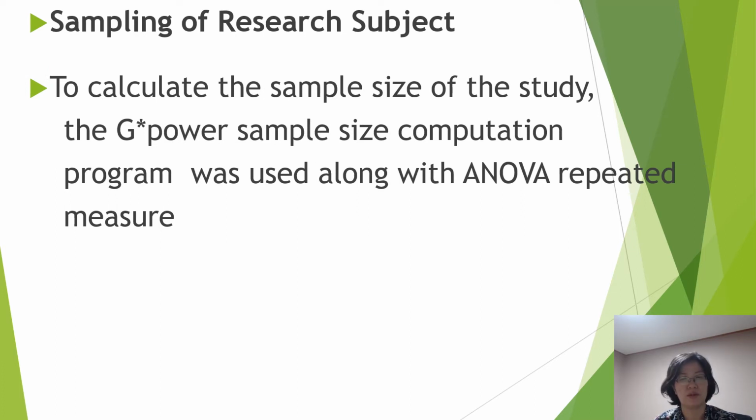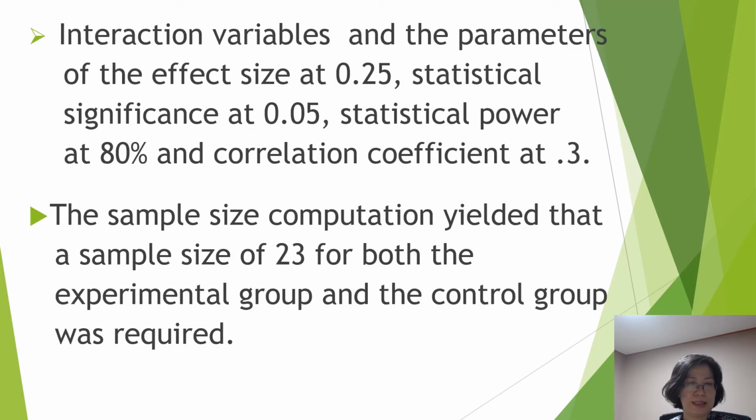Sampling of research subject. To calculate the sample size of the study, the G-power sample size computation program was used along with ANOVA repeated measures. Interaction variables and the parameters were an effect size of 0.25, statistical significance at 0.05, statistical power at 80%, and a correlation coefficient of 0.3.